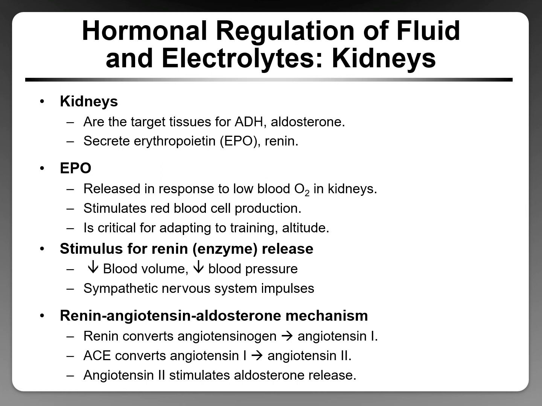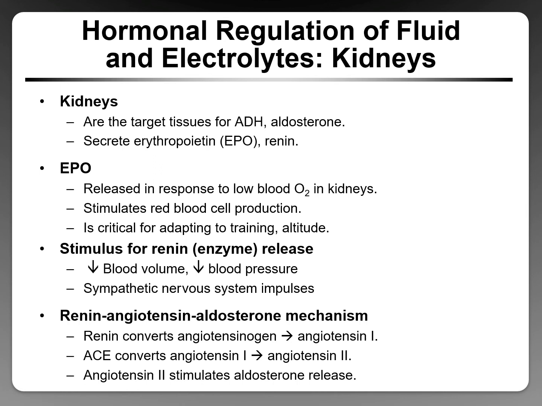EPO will be released in response to low blood oxygen in the kidneys. This will stimulate red blood cell production. This will be critical for adapting to training, and specifically training at altitude. This is why EPO is a very popular blood doping kind of cheating substance.